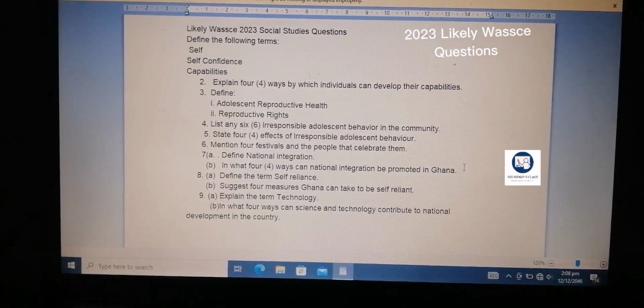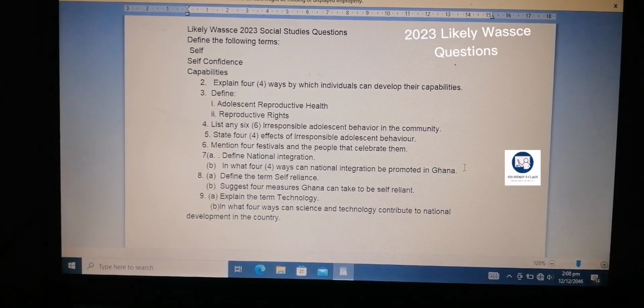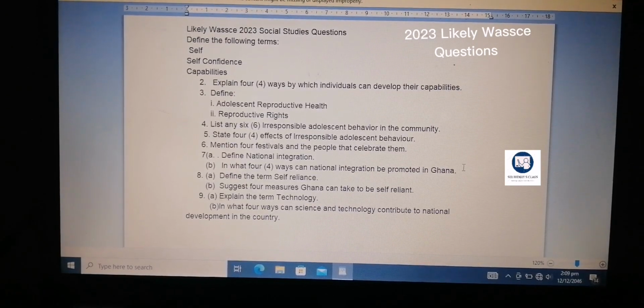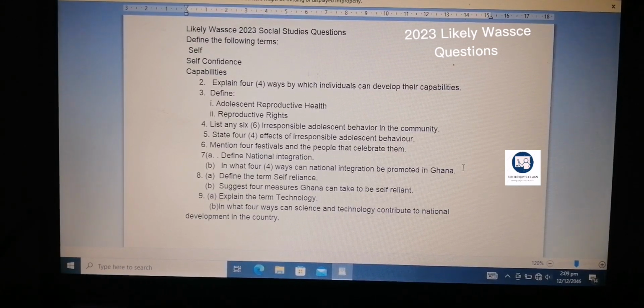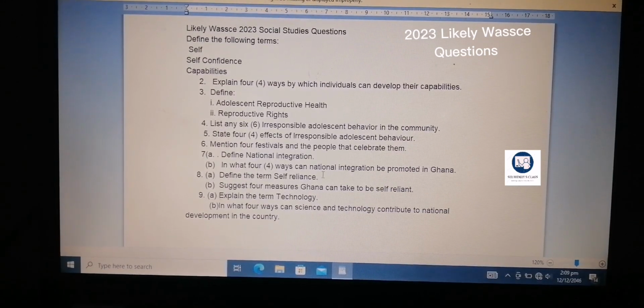We can also talk about respecting other people's ethnic groups, tolerance among people, or tolerating divergent views. Now let's move to the next question.